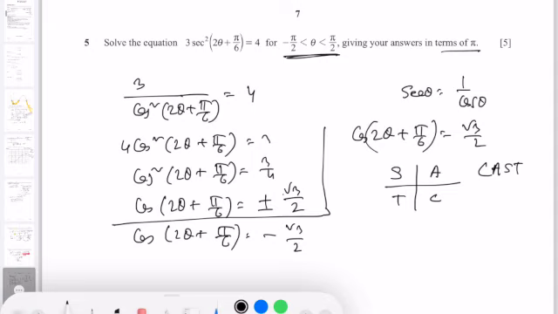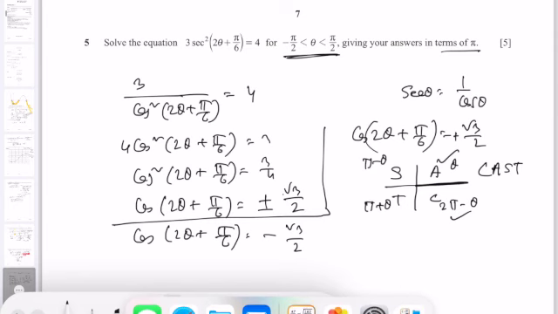Now first quadrant, it is theta; second quadrant, it is pi minus theta, since it is less than 180 and starting from this line. Third quadrant is pi plus theta, and fourth quadrant is 2 pi minus theta. So this is the scenario. Since root 3 by 2 has a positive sign, cos is positive in the first quadrant and fourth quadrant. So we can write cos inverse root 3 by 2.